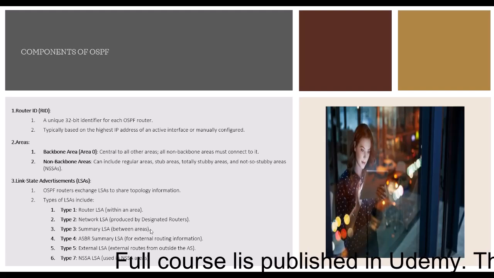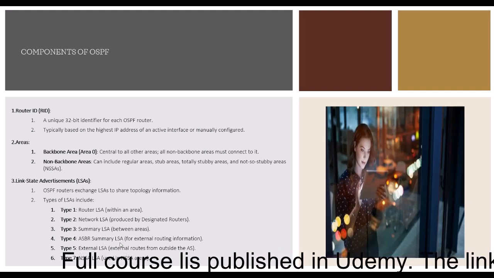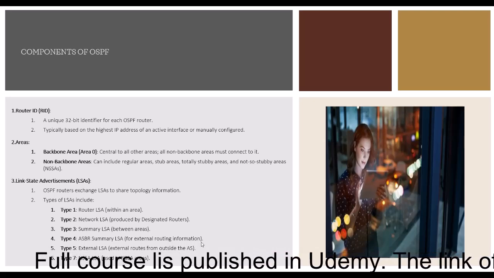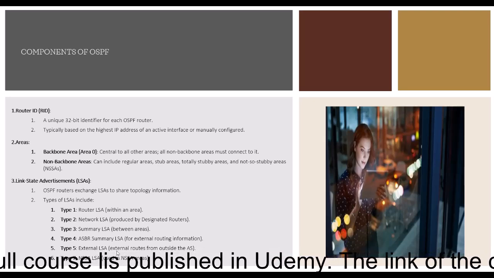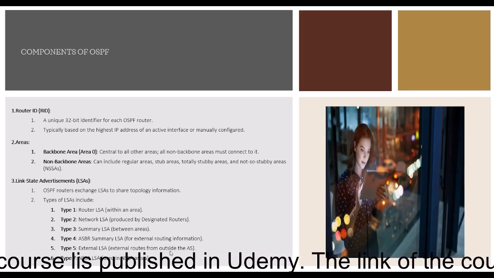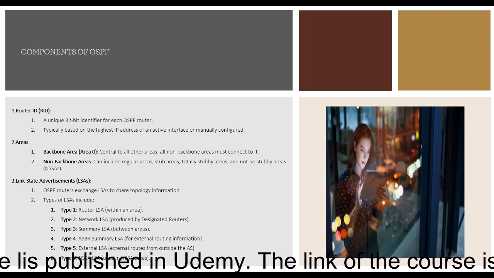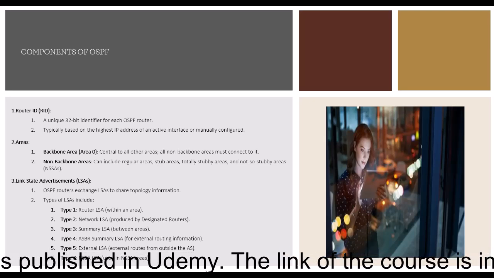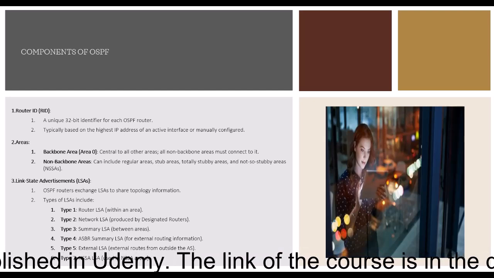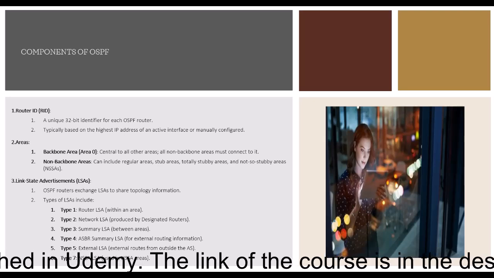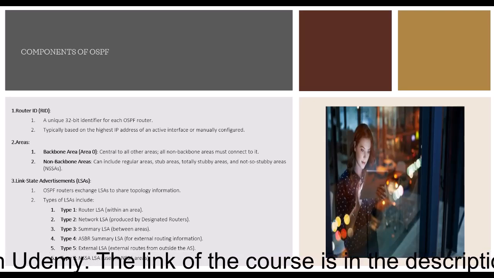Type 3 is a summary LSA between the areas. Type 4 is an ASBR summary LSA, and that's for external routing information. Type 5, which is also known as the external LSA, carries external routes from outside of the OSPF routing domain. Type 7 is the NSSA LSA used in NSSA areas. We covered that in detail in our previous lecture, and you can review that.